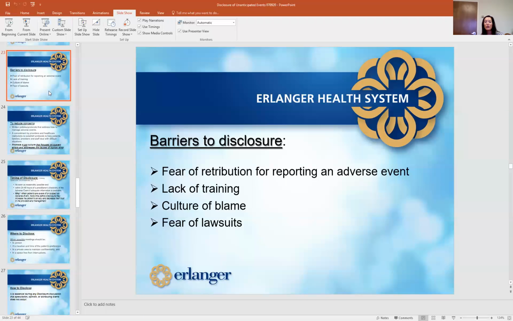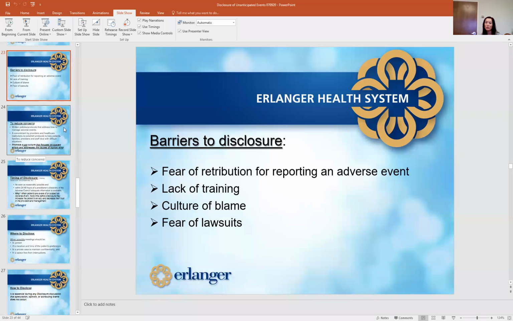We also know that patients rate their experience much higher when they feel like there is an honest and transparent disclosure around any adverse events. But of course, providers, and I've been in these discussions too, you guys, they're not easy. I'm not going to pretend like they're easy. So what are the barriers to us disclosing these medical errors when they occur?